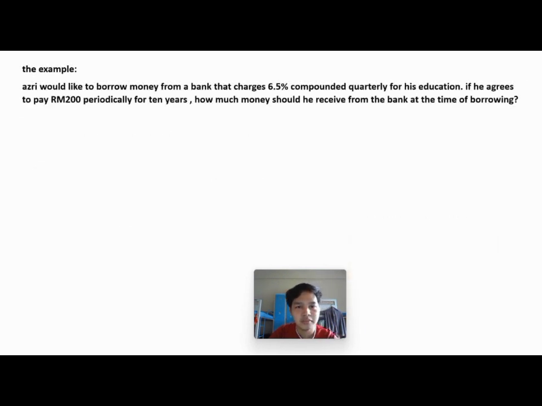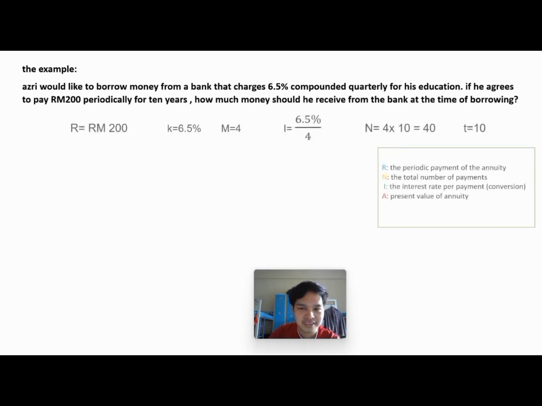Aziz would like to borrow money from a bank that charges 6.5% compounded quarterly for his education. If he agreed to pay 200 quarterly for 10 years, how much money should he receive from the bank at the time of borrowing? These are the terms you can find in this question. R is the payment that he pays. K is the bank's charge, M is compounded quarterly, and i is K over M, n is M times t. You can refer to this to find them.